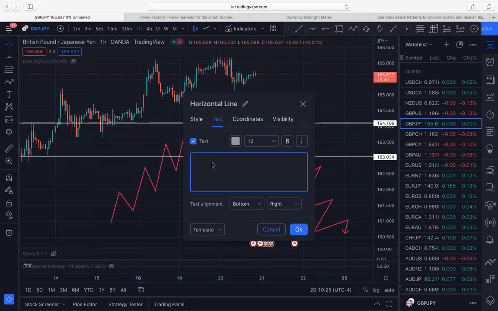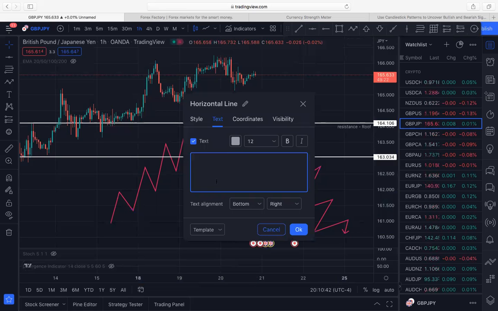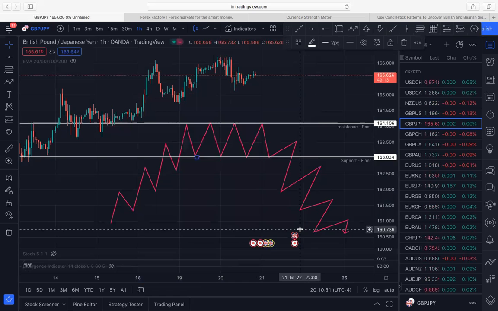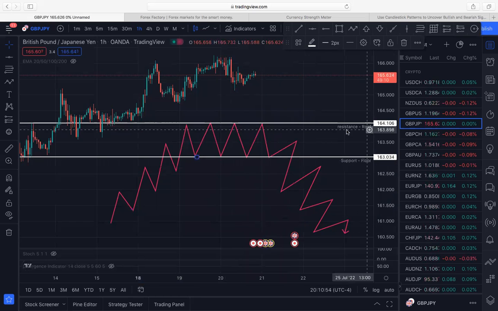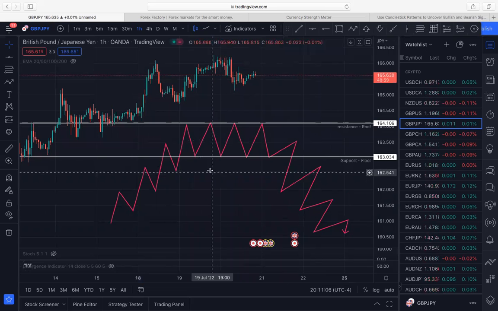So this is the resistance, or roof. And then this is the support, floor. So some people say resistance, some people say roof, some people say support, some people say floor. I like to say floor and roof, but sometimes I'll say resistance and support so you know what it is.